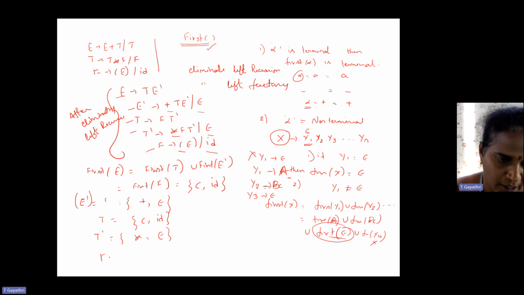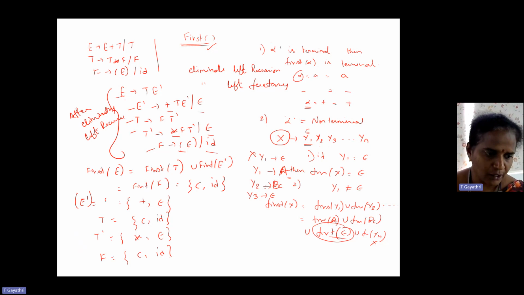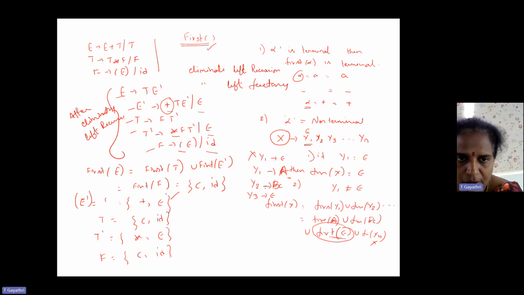Epsilon. Okay. And finally F values: open brace ID. So these are all the first values of all the non-terminals. Okay. So here, if it is a terminal, then we can write it directly. If it contains epsilon, then we can write epsilon in that place. For example, if you want to find out E, then T, T tends to F, F tends to these values. If it is a non-terminal, then we can go like this.